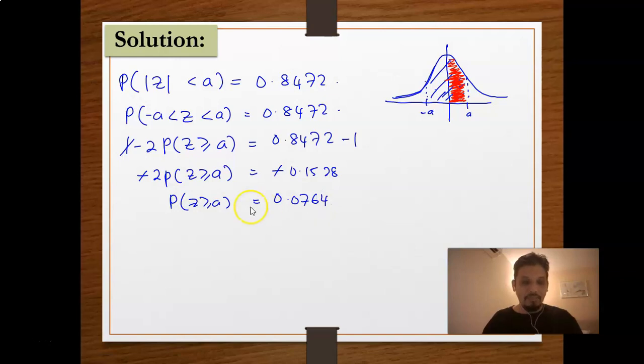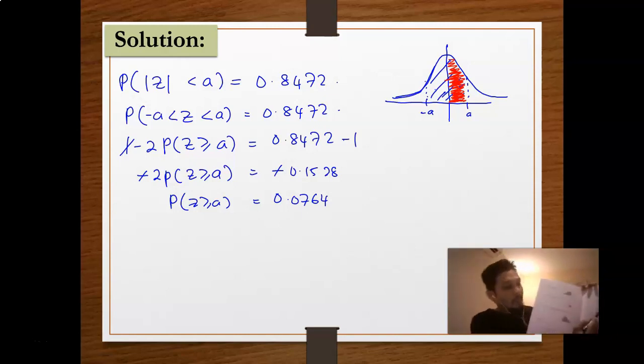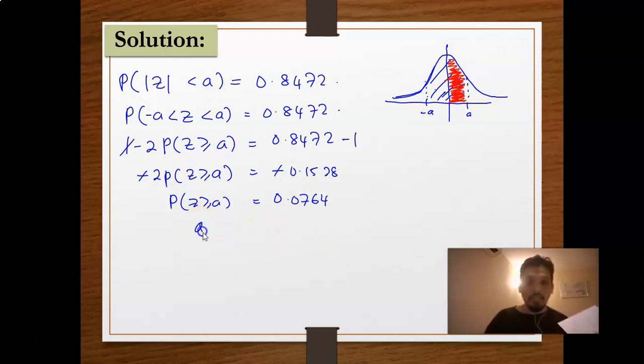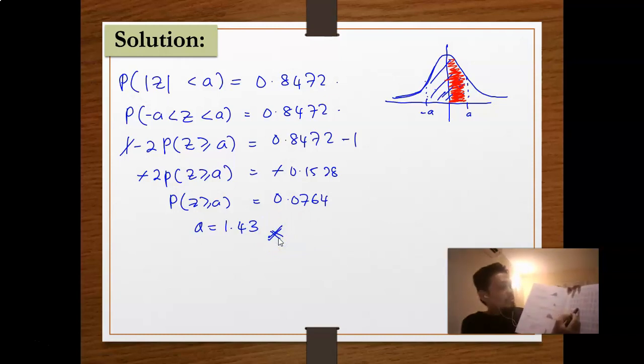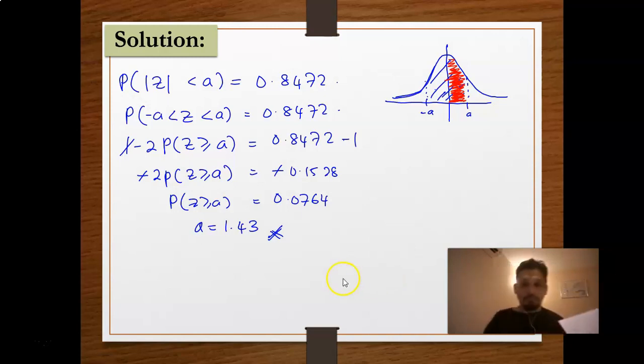Okay, so from the table, we need to find 0.0764. I found it here. 0.0764 is between 1.4 and 0.03. Meaning A equal to 1.43. Okay, again 0.0764, is that between 1.4 plus 0.03? There you go.